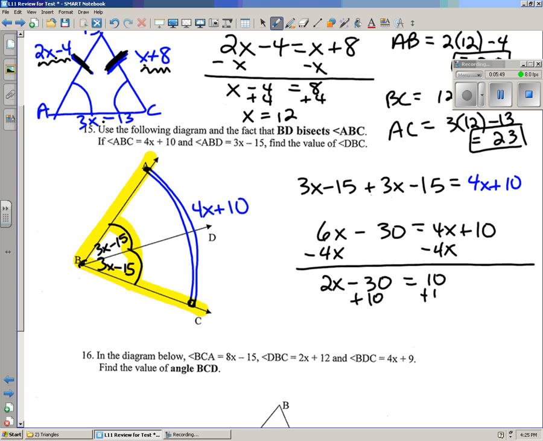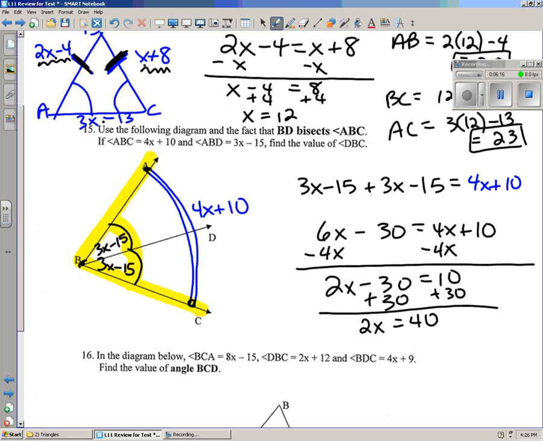Add 10 to both sides. We get 2x equals 40, or 20. Sorry about that. Okay, yeah, so sorry about that. That's way off base. Let's try again. We have 2x minus 30 equals 10. Add 30 to both sides. So 2x is 40. There we go. See, we all make mistakes. Divided by 2, and x is 20.